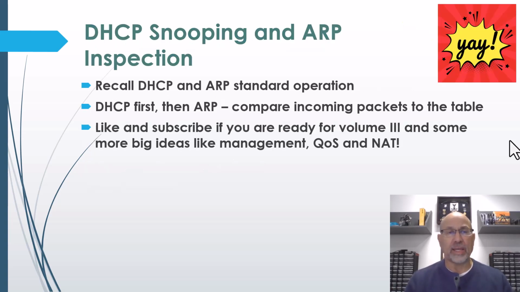All right, this has been DHCP snooping and ARP inspection. Recall DHCP and ARP standard operation, right? You sort of have to understand those to understand what in the world snooping and dynamic ARP inspection are doing. A node first has to DHCP. So before you can do anything, you DHCP, and then you can ARP for all the folks that you learned about via DHCP. So dynamic ARP inspection is taking a look at what the binding table populated and then comparing the packets. So that's the whole idea.